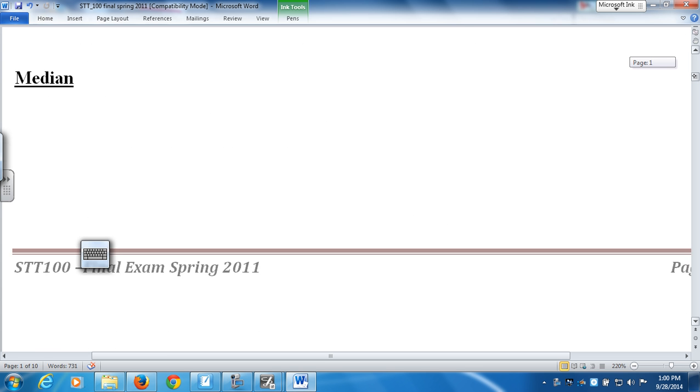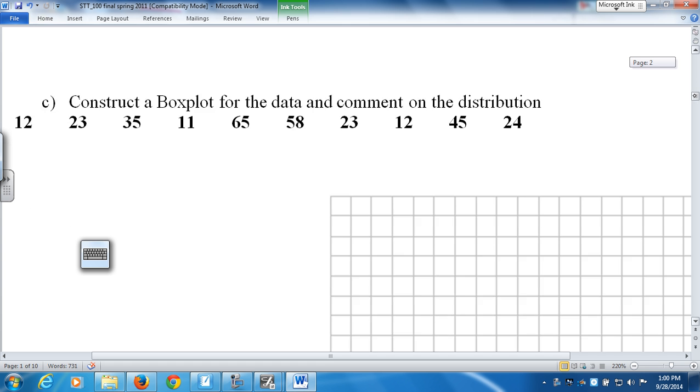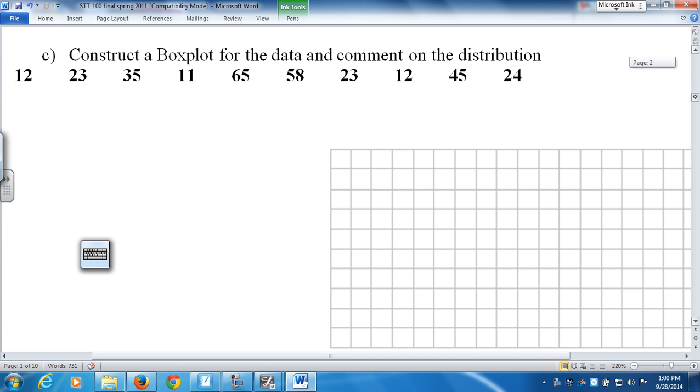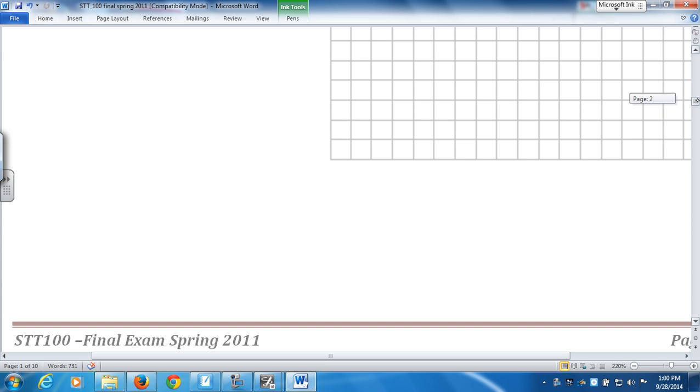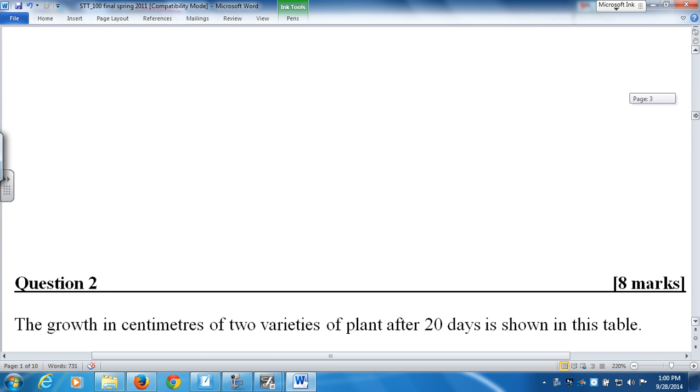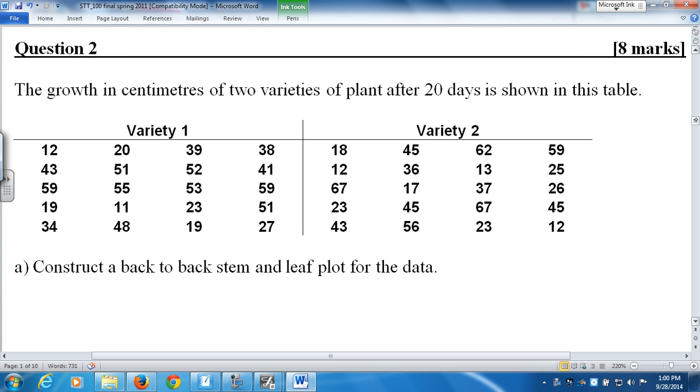Now, this one is not related to chapter 1. This one is chapter 2, isn't it? Here you're given 2 data sets and he wants a stem and leaf. Not any stem and leaf, he wants a back-to-back stem and leaf. So if you have 2 data sets, then you have to have the stem in the middle.